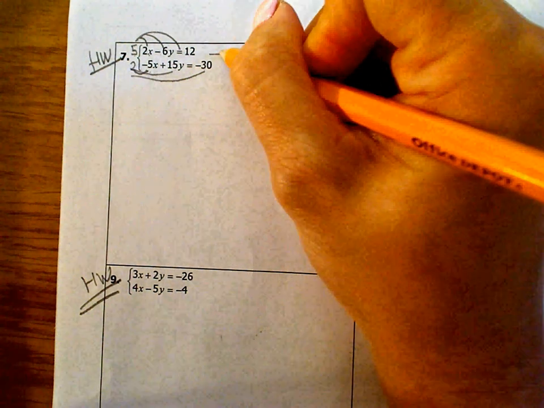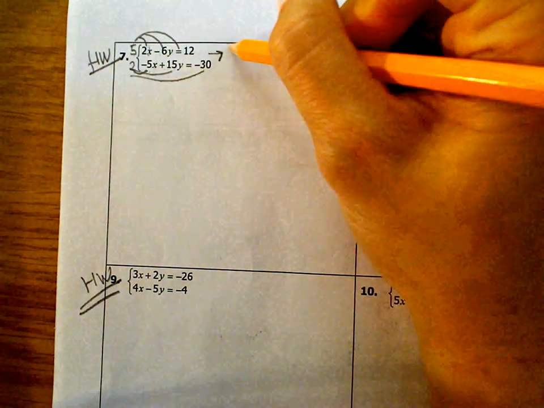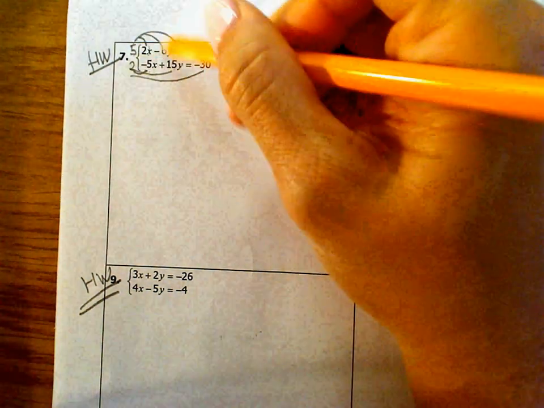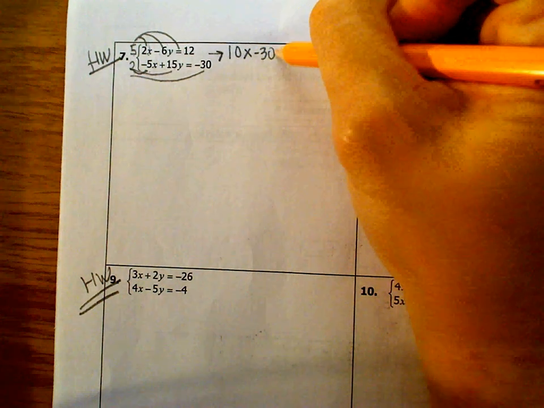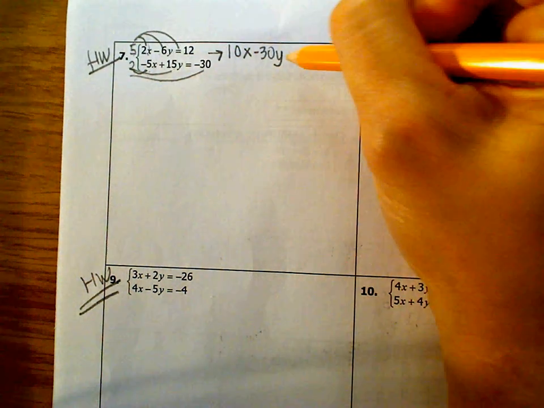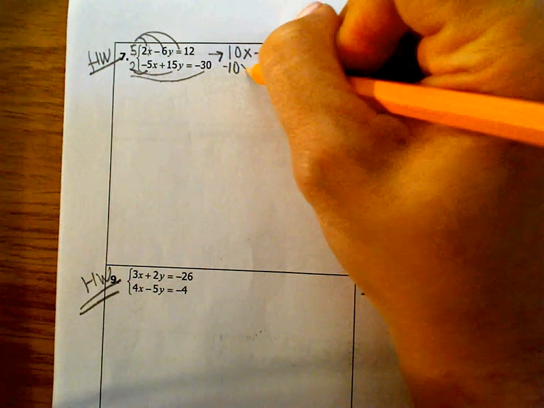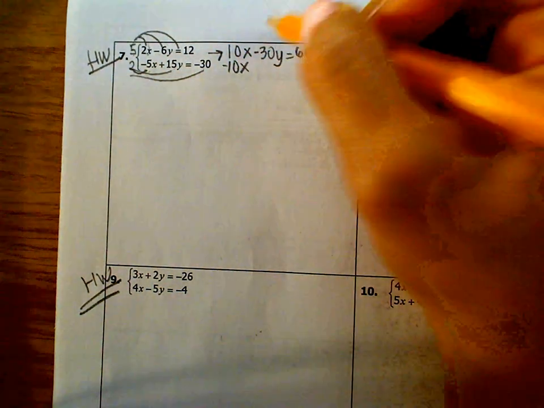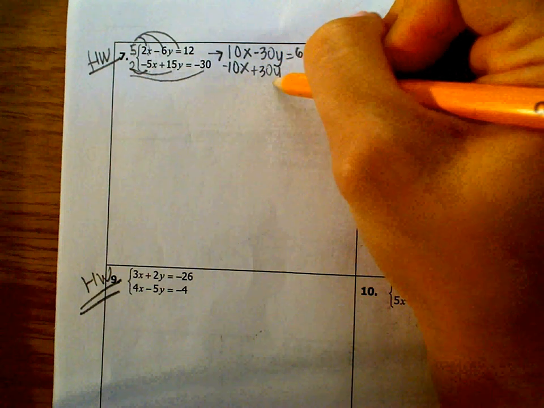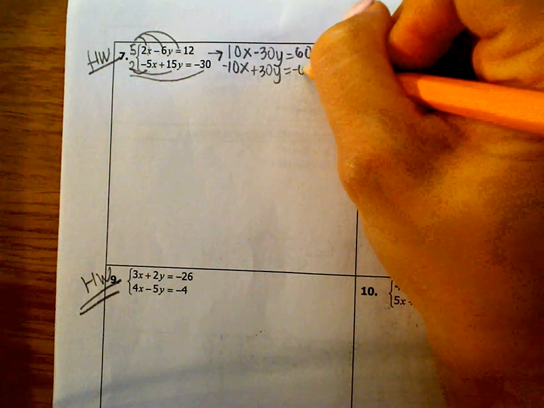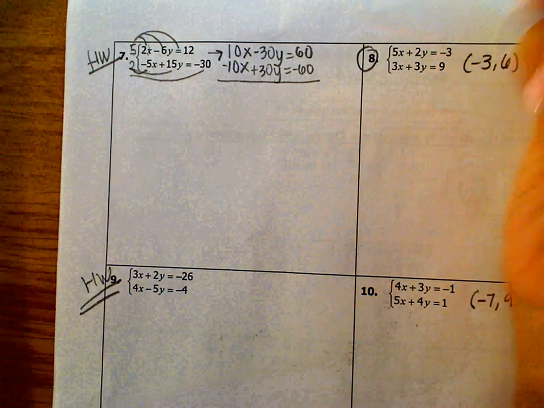Okay, so I get 5 times 2 is 10x, 5 times negative 6 is negative 30y, and then 5 times 12 is 60. Now 2 times negative 5 is negative 10x. 2 times 15y is positive 30y. And then 2 times negative 30 is negative 60. Okay, so that's what I get.